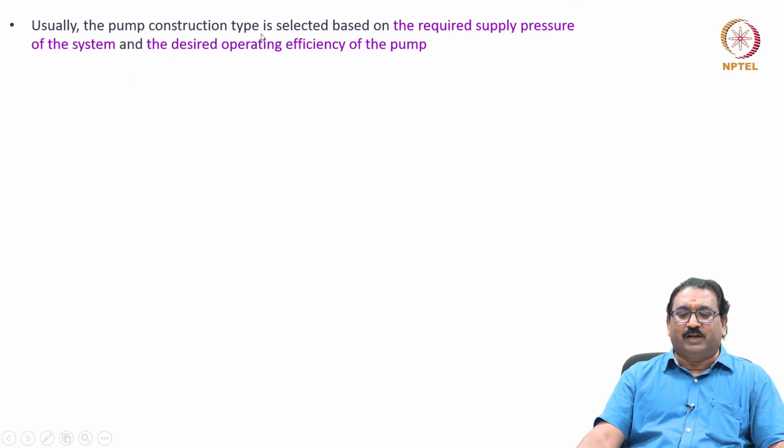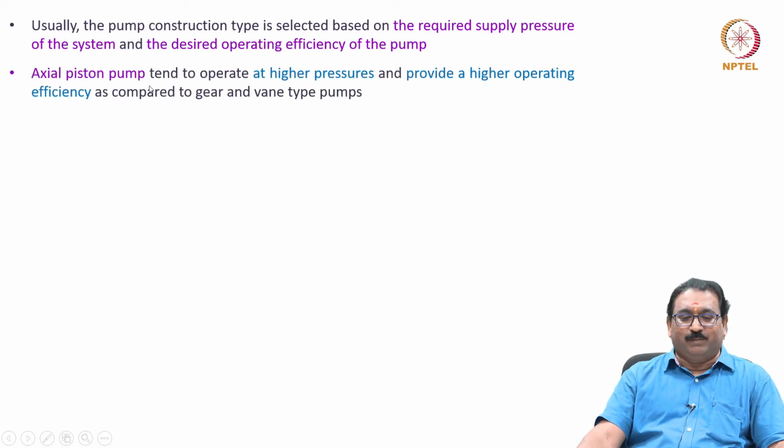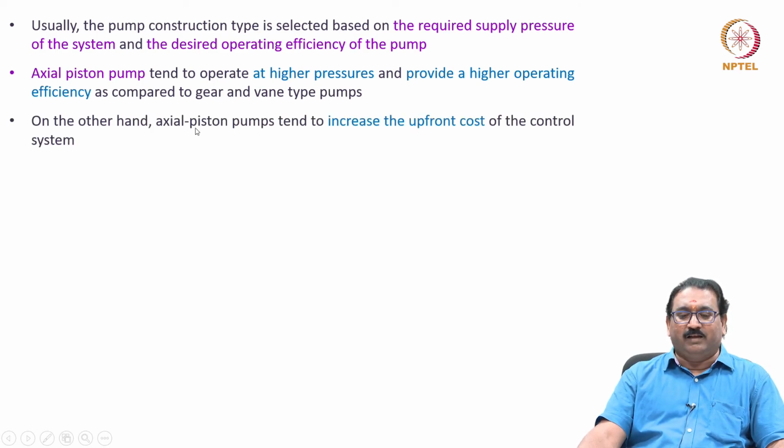Usually, the pump construction type is selected based on the required supply pressure of the system and the desired operating efficiency of the pump. Axial piston pumps tend to operate at high pressures and provide a higher operating efficiency as compared to gear and vane type pumps. On the other hand, axial piston pumps tend to increase the upfront cost of the control system.